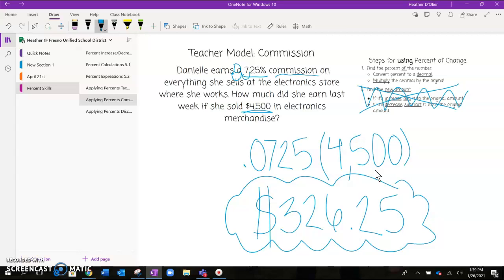Unless for some reason they also get paid a certain amount per week, per month, then that would be an extra part of the word problem. But for straightforward commission, it's just converting that percent to a decimal and multiplying the decimal by the original.